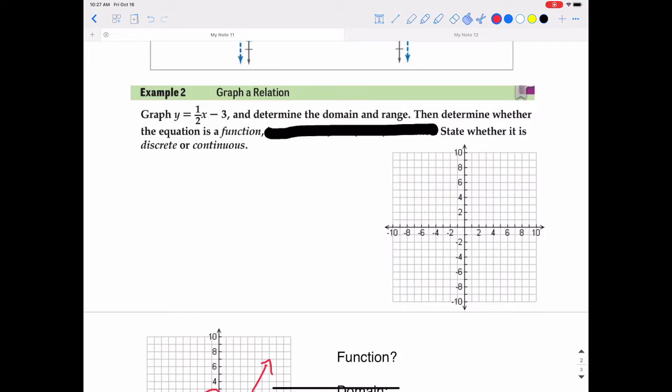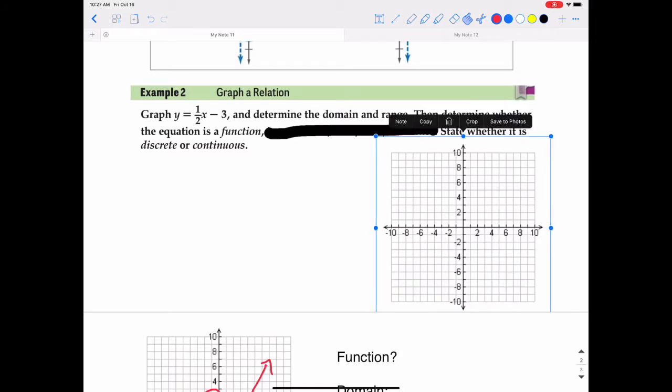So we will start at -3 because that's my y-intercept. Place a point there. And then my slope is 1/2, so from this point I'll go up 1 and over 2, place a point, go up 1 and over 2, place a point. Do that as many times as you want, and then you can graph a straight line through there.